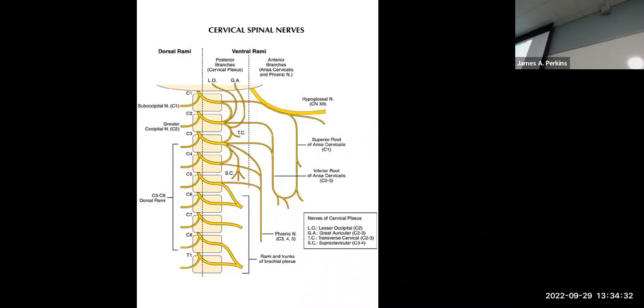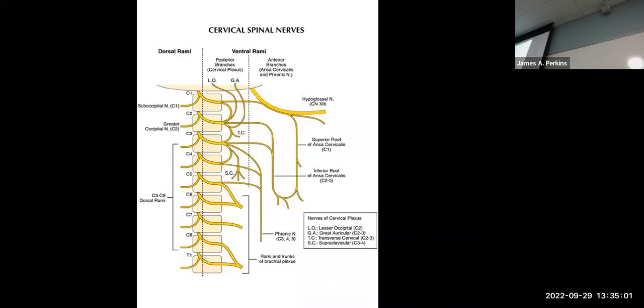Okay, so the cervical plexus is formed from these posterior branches of ventral rami, which are entirely sensory. And finally, the structures to the far right, to the right of that second dotted line, are the anterior branches of the ventral rami. And these anterior branches are all motor. No sensory component to them.